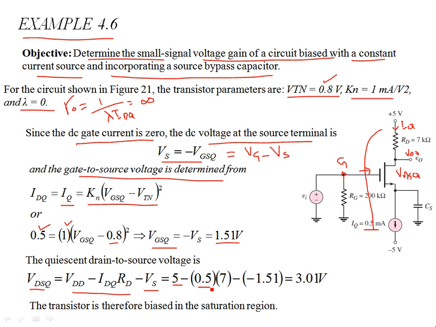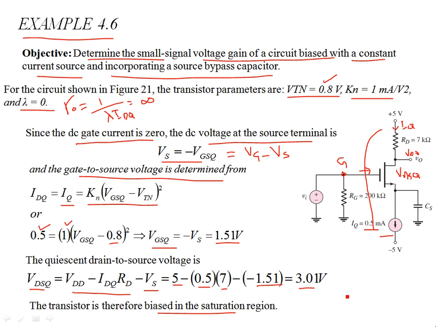Okay, IDQ is the same current as the current source at the source terminal. RD is 7 kilo ohms, and we have already determined VS as minus 1.51. This gives VDSQ as 3.01 volts. Okay. Now, the transistor is therefore biased in the saturation region.